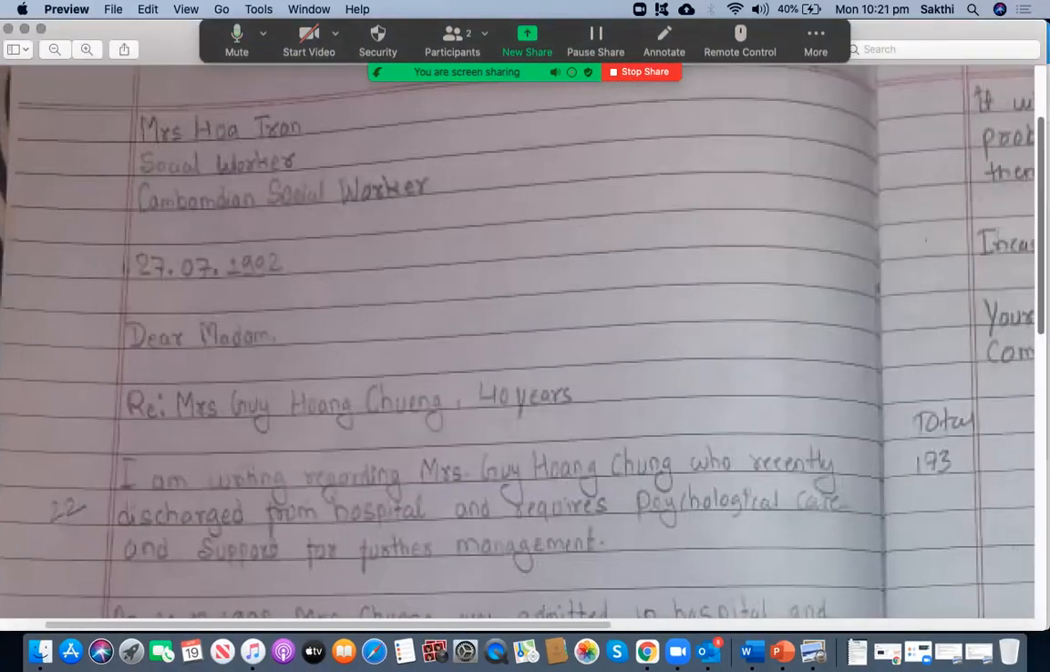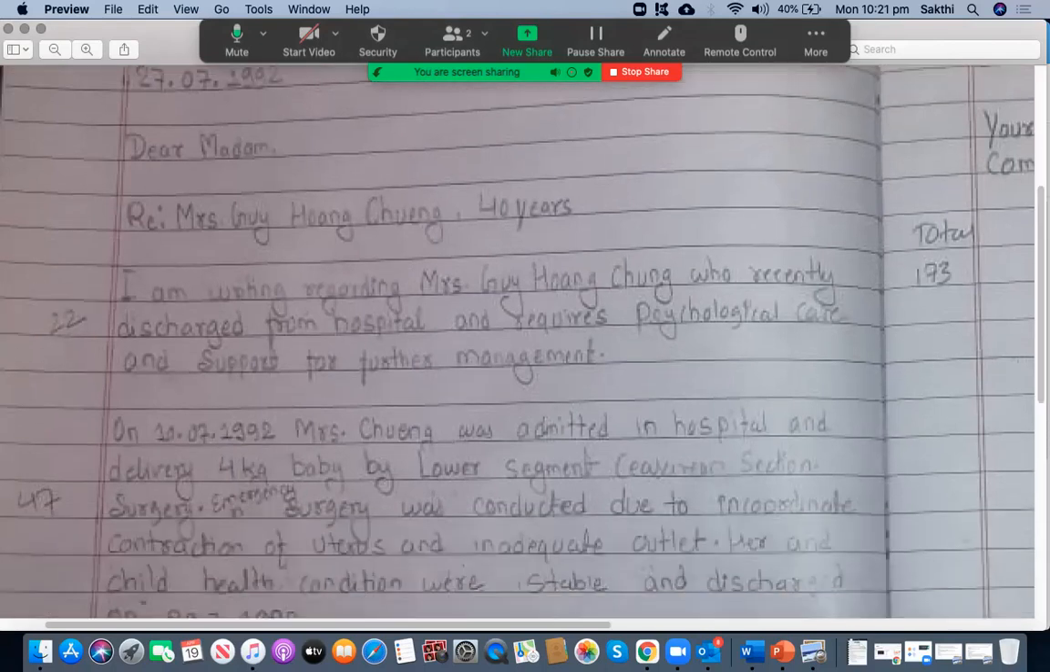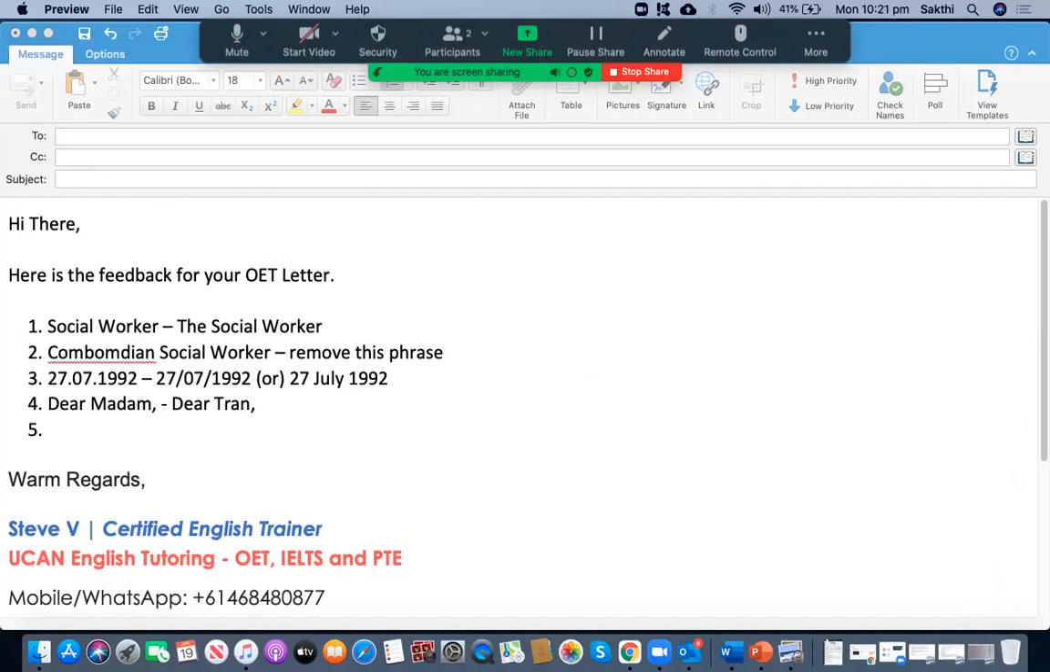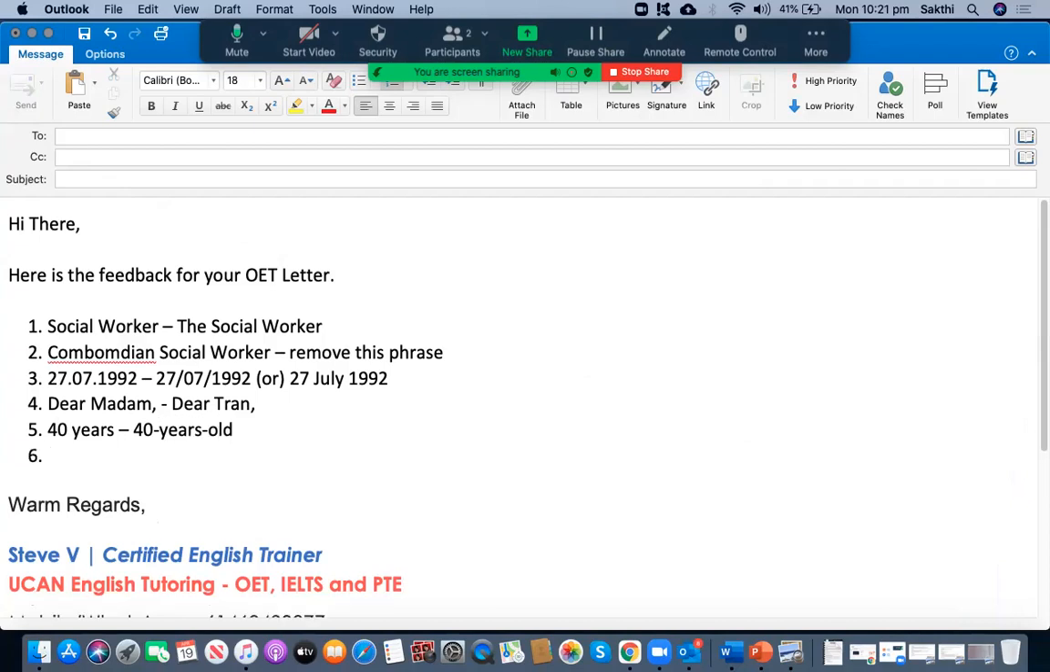All right, once we have done that, you have written the reference details of the patient, that is Mrs. Guy Hoang Chueng, 40 years, okay? It's not "40 years" actually, that's wrong. You should have written it like this, 40-years-old, okay? This is what you should have written down.